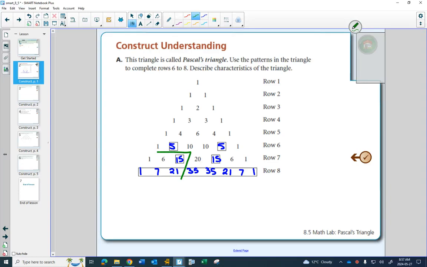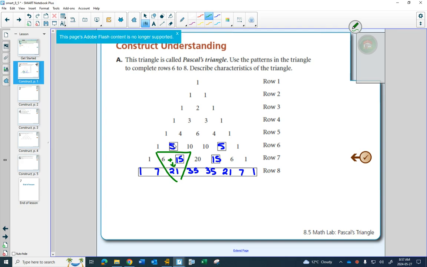Did you notice the following pattern? That if you add the 2 above the number, it equals the number underneath. So if you wanted to do the next row, you could have a 1, and then 7 plus 1 is 8, 7 plus 21 is 28, 21 plus 35 is 56, 70, 56, 28, 8. And this 1, it works this way too, because 1 plus, oh, there's nothing here, so 1 plus 0 is 1. That's why the outside stays a 1.